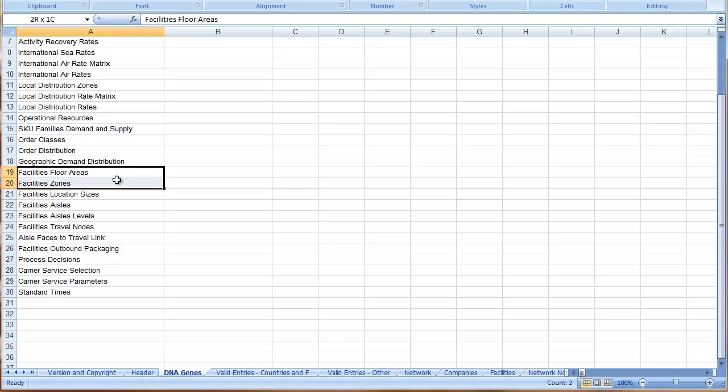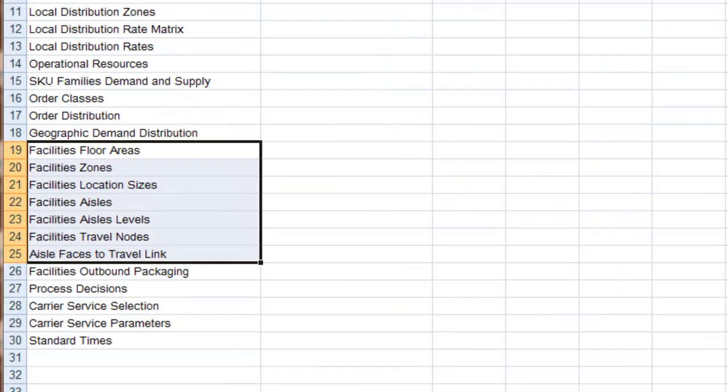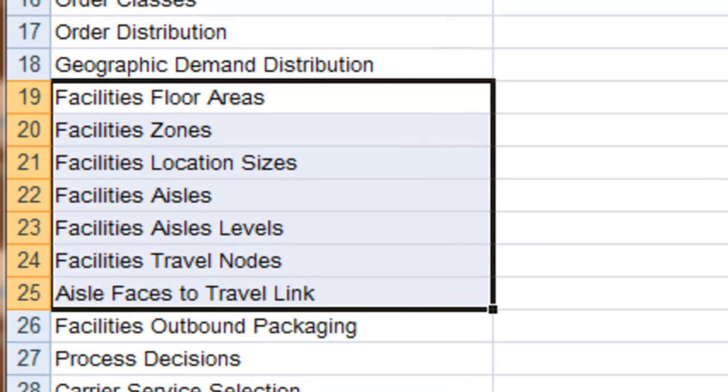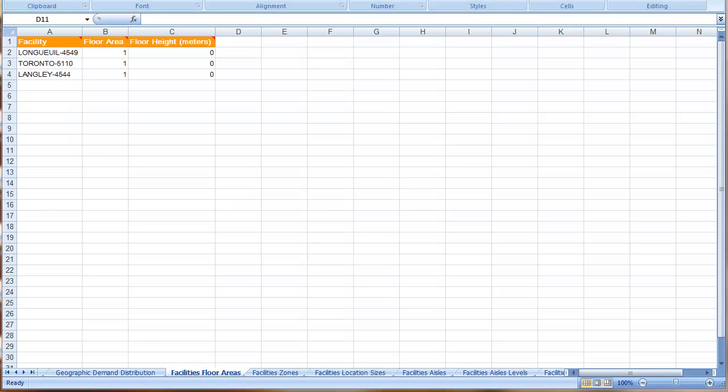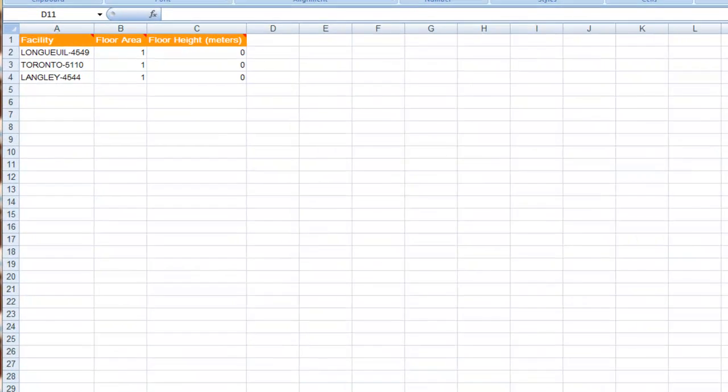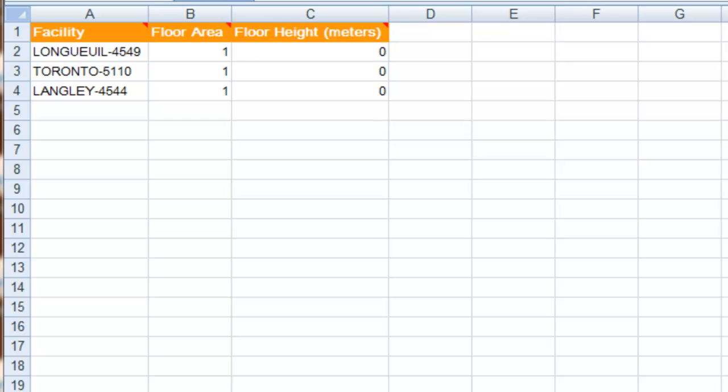We now continue with the genes that describe the physical and logical design of the facilities in the network. These are facilities, floor areas, zones, location sizes, aisles, aisle levels, travel nodes, and aisle faces to travel link. Floor area represents the distinct vertical floors in a facility, such as multiple floors or mezzanine floors that have an associated floor height. In our example, each facility in the network has only one floor.